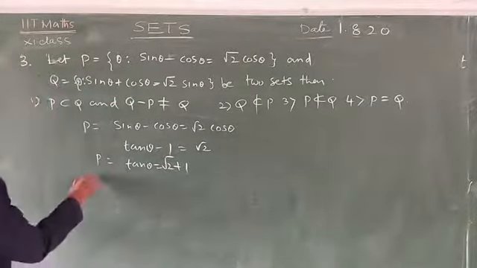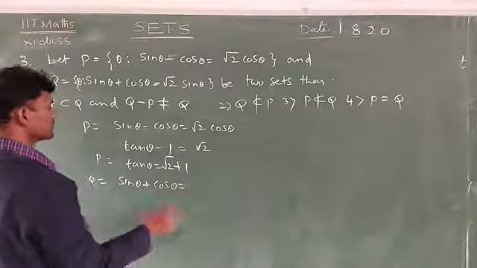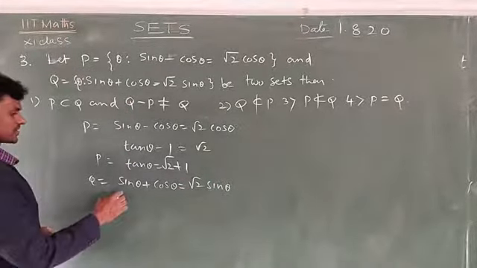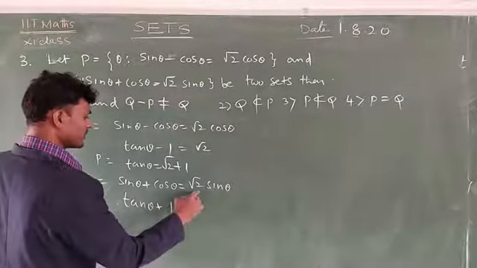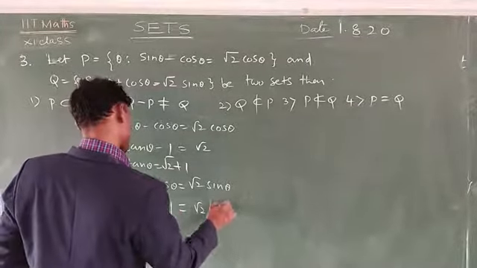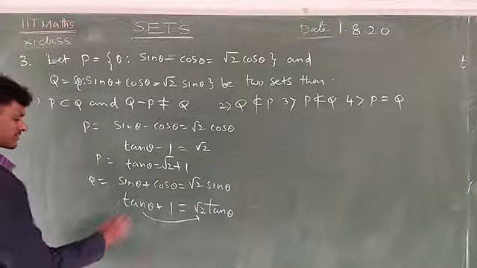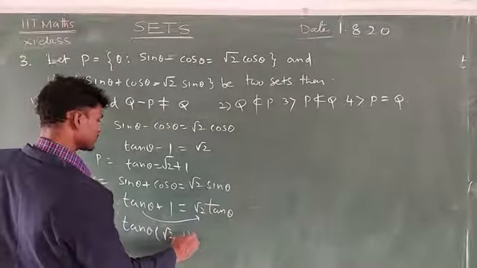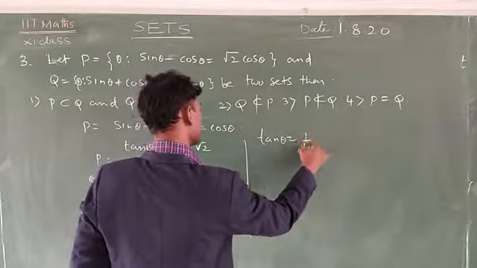Now take Q. Q: sin theta plus cos theta is equal to root 2 sin theta. Divide this also by cos theta. Then sin theta by cos theta is tan theta, cos theta by cos theta is 1, and root 2 sin theta by cos theta is root 2 tan theta. Now send this tan theta to that side and take tan theta common: tan theta times (root 2 minus 1) is equal to 1. Now tan theta is equal to 1 by root 2 minus 1.